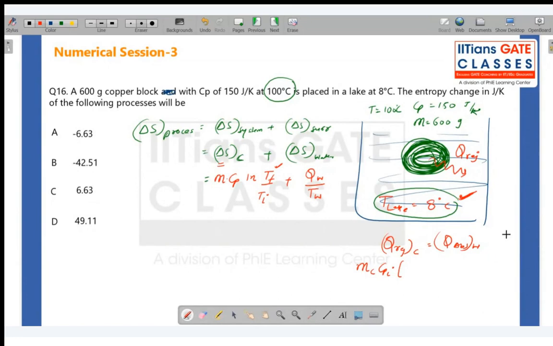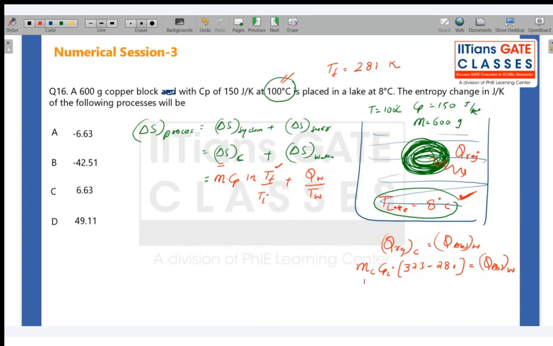They have actually given the final temperature. Final temperature is 281 Kelvin, which is 8 degrees Celsius. You have to take the final temperature equal to the water temperature, because in equilibrium, eventually the final temperature of the copper will be the same as the final temperature of the lake. So Q rejected is equal to T initial minus T final. Initial is 373, which is 100 degrees Celsius, minus the copper final temperature, 8 degrees Celsius, which is 281. So this is your Q absorbed by water or lake.